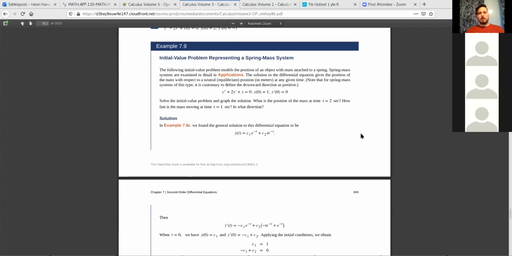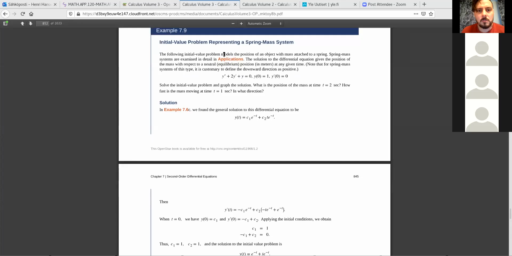So here's an example of an initial value problem representing a spring mass system. This is the last thing we discussed today. This is a modeling issue, and we will then be discussing this a little bit more next week as well. So if we have a spring mass system, well, the situation is not described here very well. It seems, let's see.